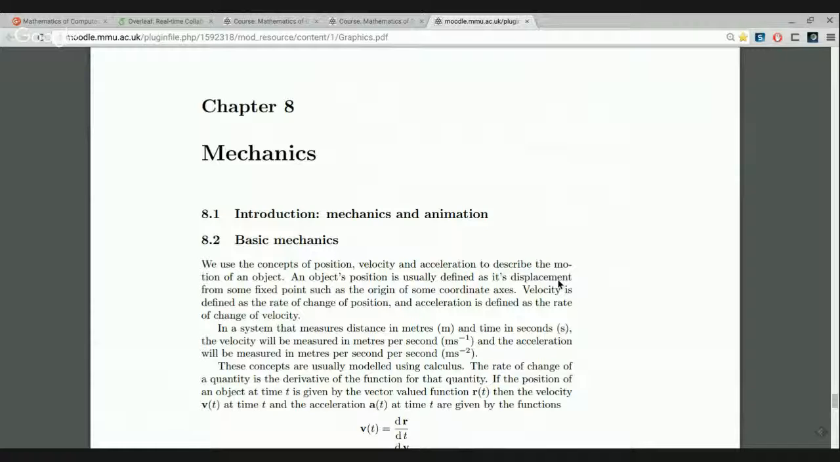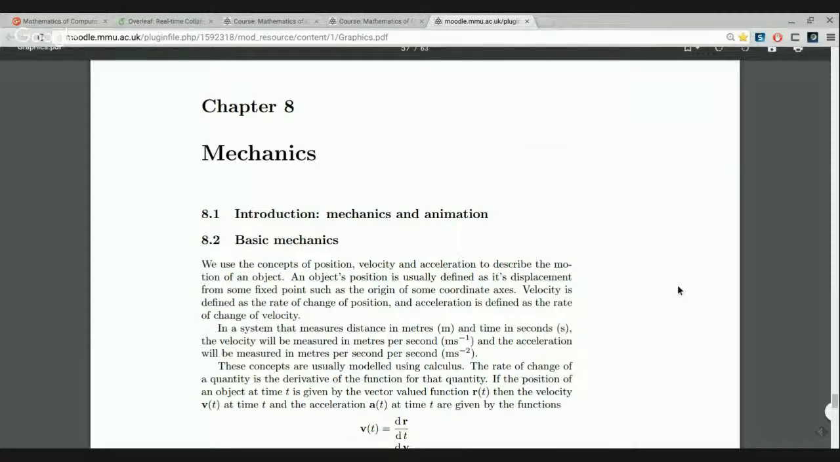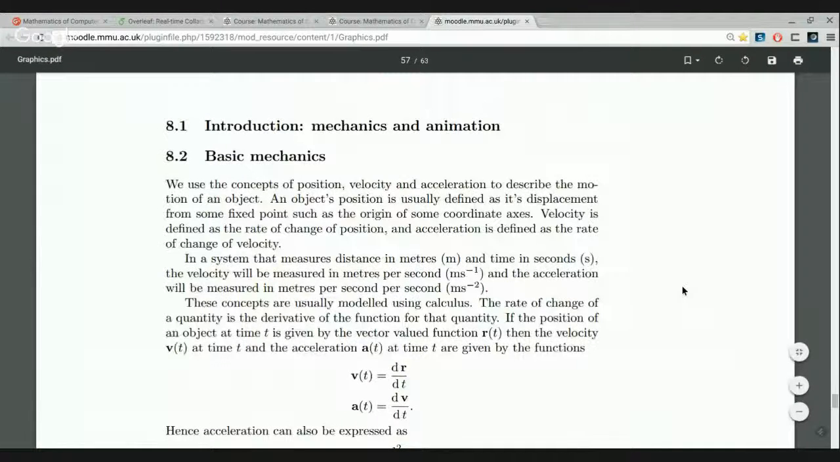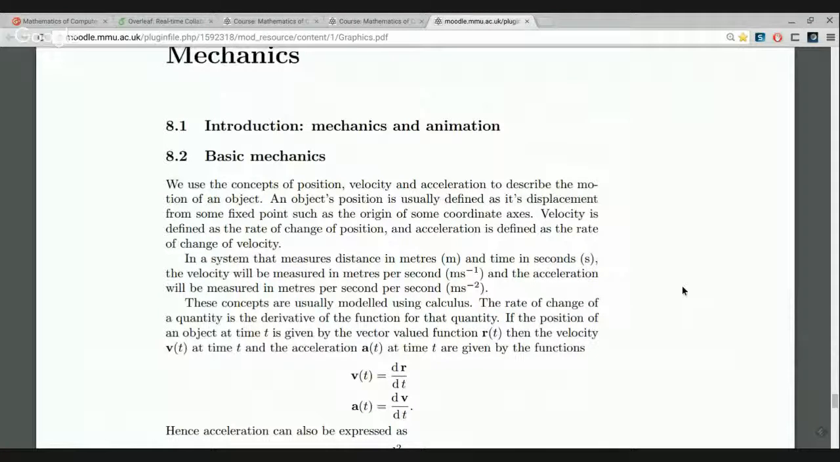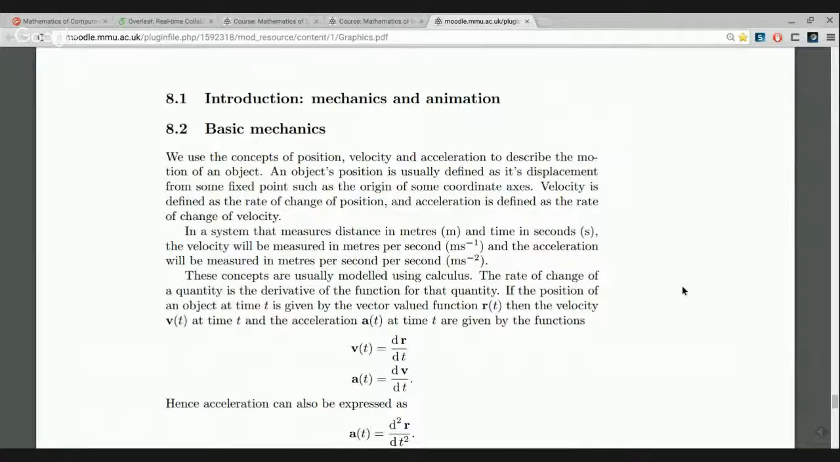So first of all, we reviewed some of the principles behind mechanics in a three-dimensional setting, which we'll need to use. So we have the concepts of position, velocity, and acceleration to describe the movement of an object. And we're still going to be talking with respect to usual coordinate axes and so on. Typical units we'll be using will be meters and seconds. So meters for positions or distances, meters per second for velocities, and meters per second squared for accelerations.